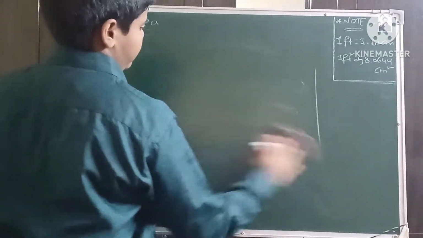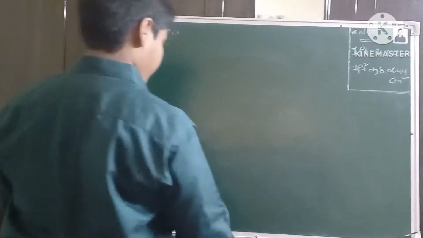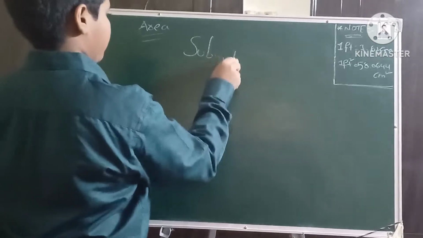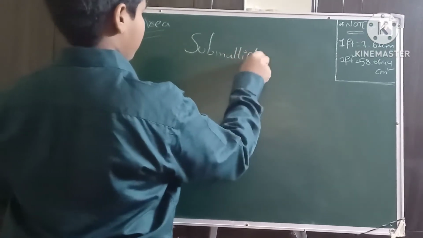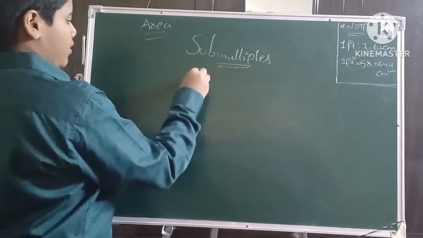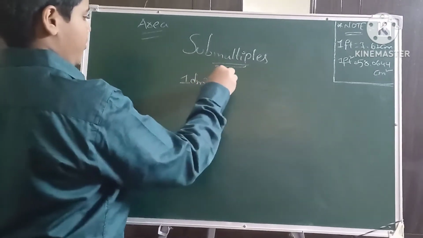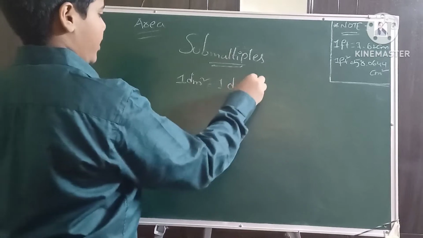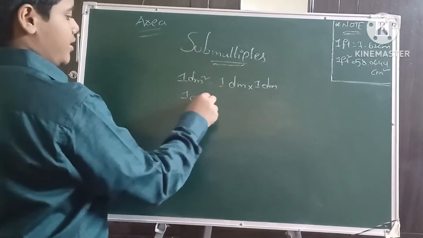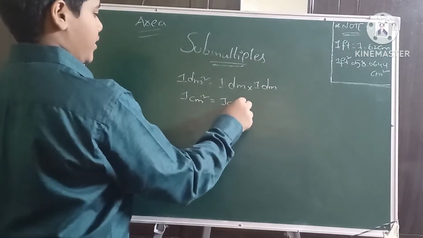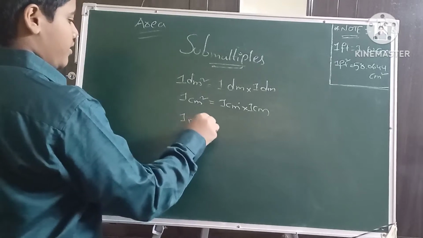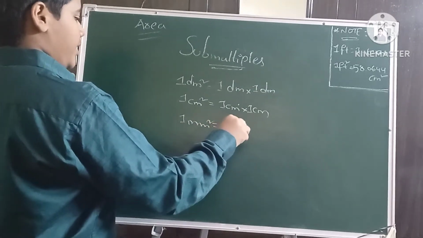And submultiples. 1 decimeter square is equal to 1 decimeter into 1 decimeter. 1 centimeter square is equal to 1 centimeter into 1 centimeter. And 1 millimeter square is equal to 1 millimeter into 1 millimeter.